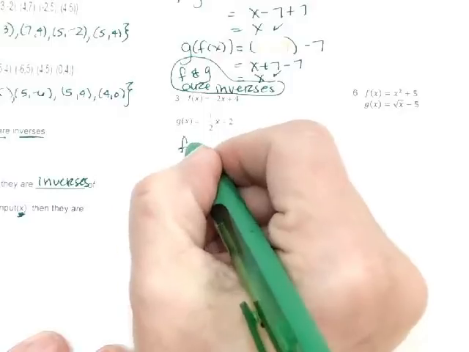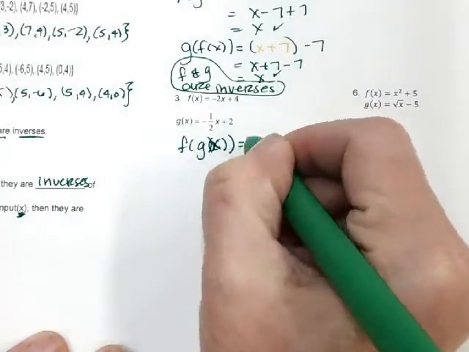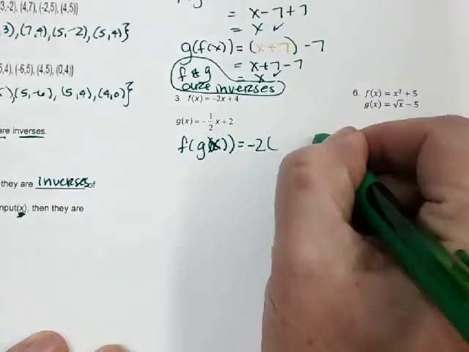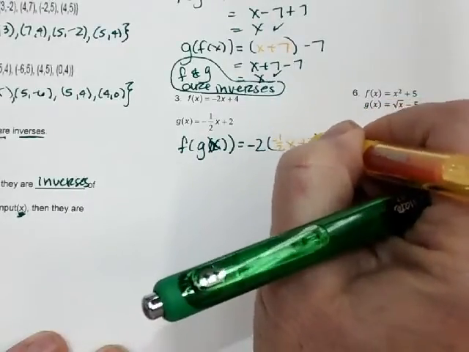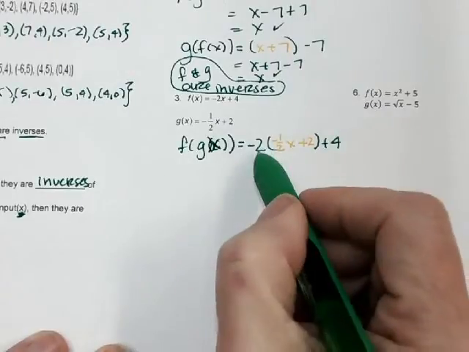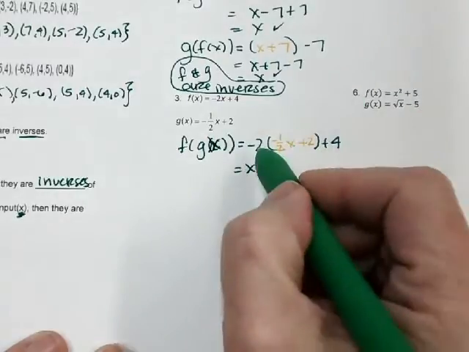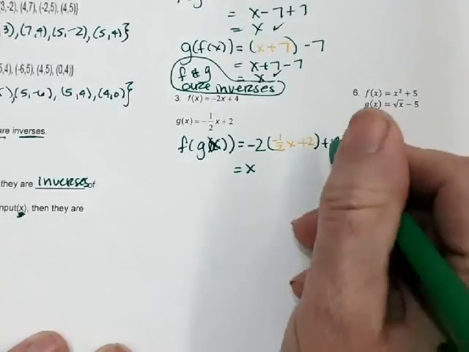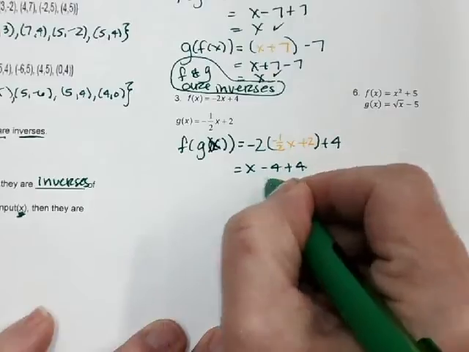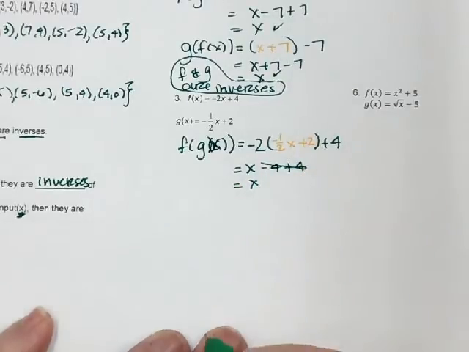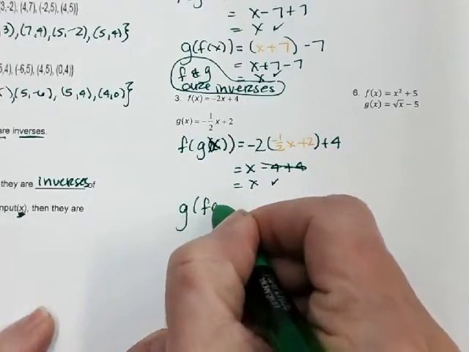So I'm going to do f composed with g. Sorry, all these parentheses get me confused. So f of x is negative 2x plus 4, and I'm going to plug in negative 1/2 x plus 2. So I'm going to distribute my negative 2. Negative 2 times negative 1/2 x gives me a positive x. Negative 2 times 2 gives me a negative 4 plus 4, and that's 0, so this is x. So now, since this is x, let's check the other composition, g of f of x.